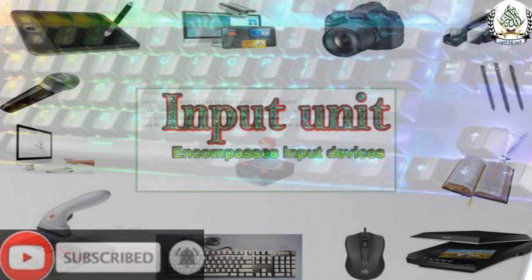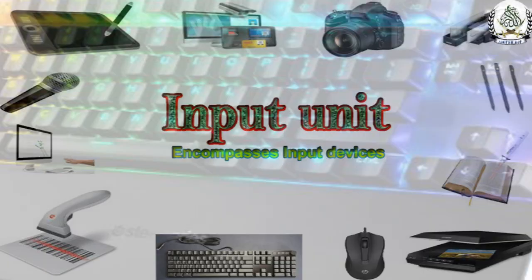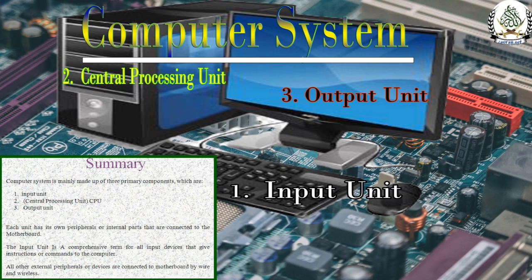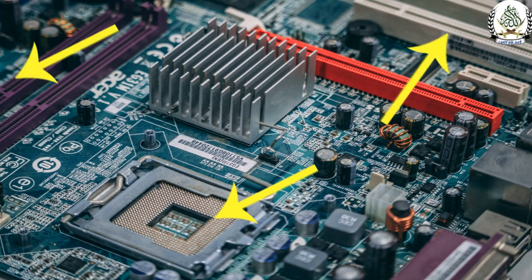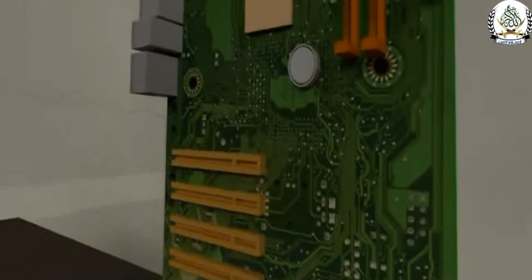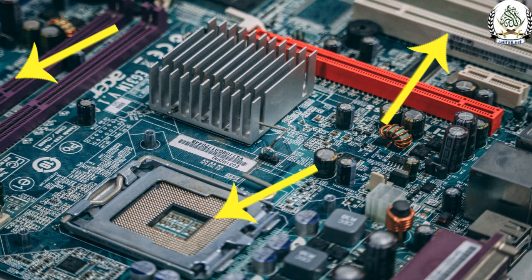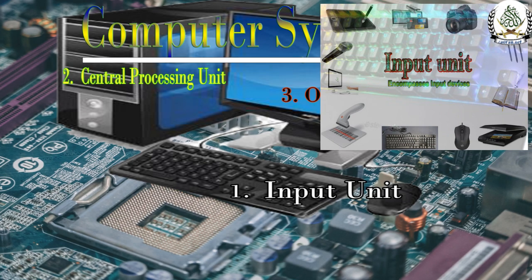To summarize the contents of this tutorial, we learned that a complete computer system is mainly made up of three primary components, which are called the input unit, central processing unit, and output unit. We learned that each unit has its own peripherals or internal parts that are connected to the motherboard, a primary circuit board that holds all the hardware components in place, like CPU, RAM, graphic cards, and more. All other external peripherals or devices are connected to it by wire and wirelessly. In this tutorial, we mainly covered the input unit, a comprehensive term for all input devices that give instructions or commands to the computer.